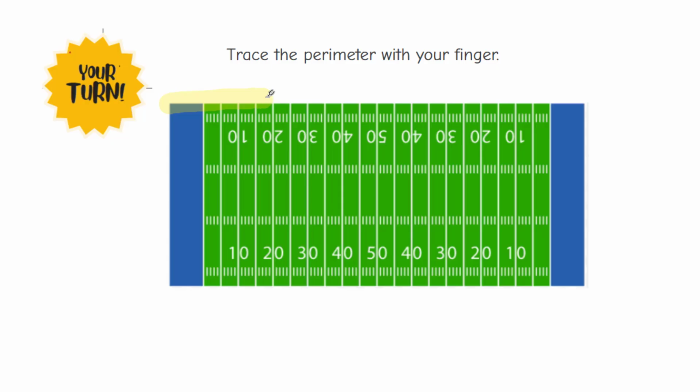The perimeter is the outside boundary, the edge of a shape. And this is a shape, isn't it? It's a rectangle, a football field is. It has to be a certain size. And the people building the football field need to know what the perimeter is. And you should have traced it all the way around.